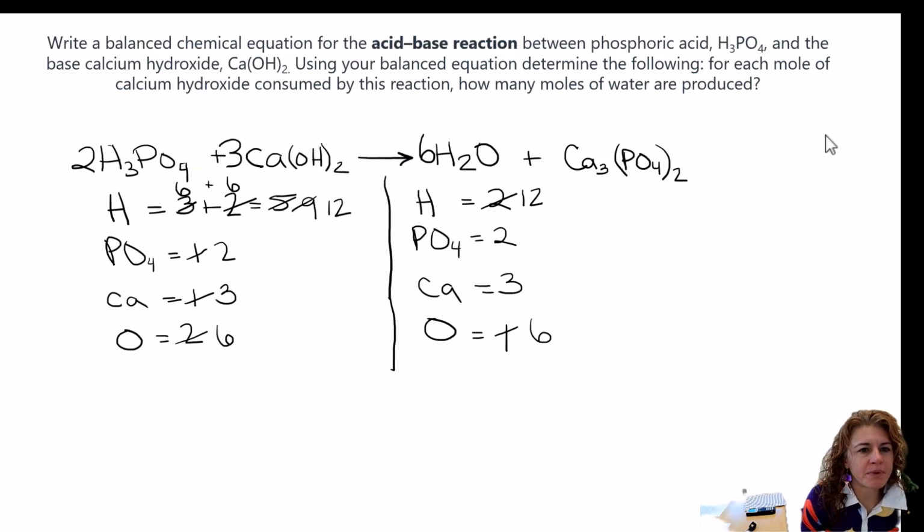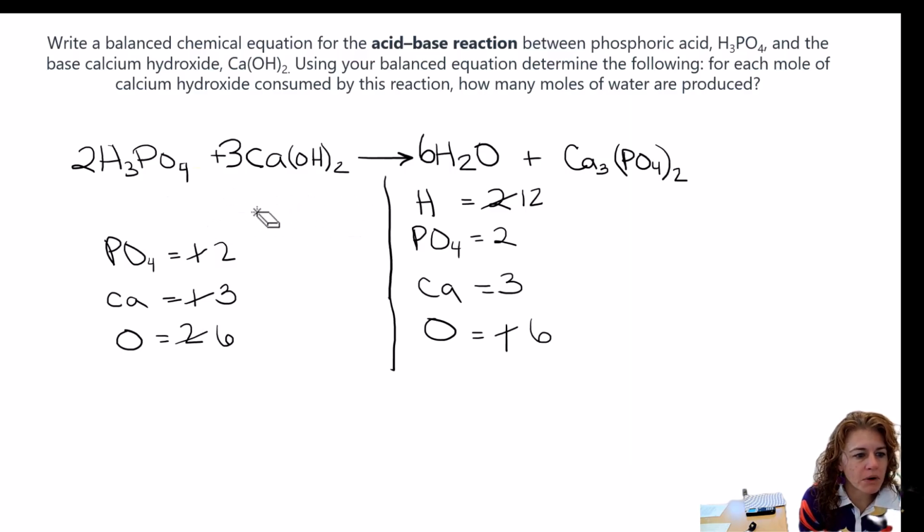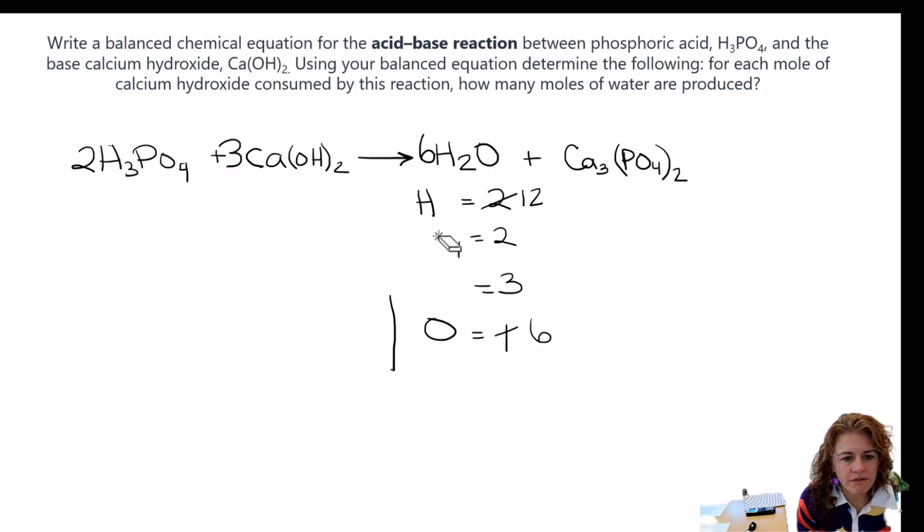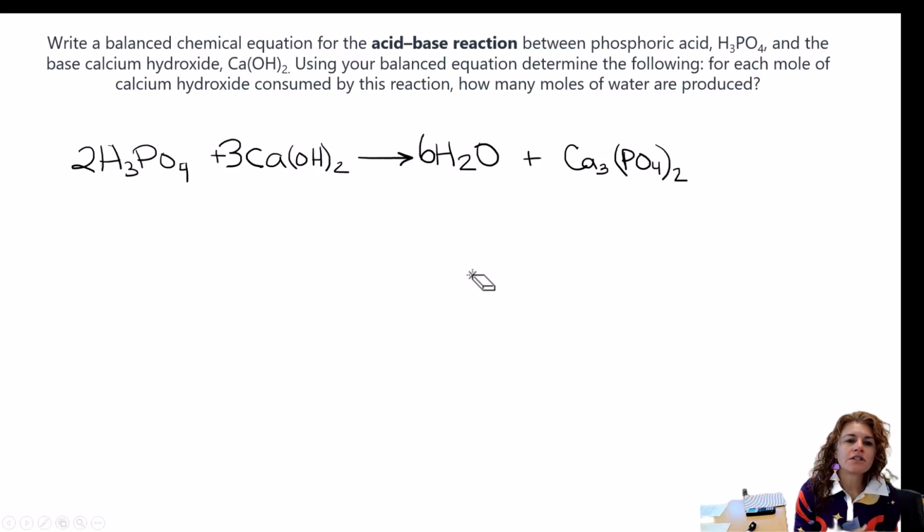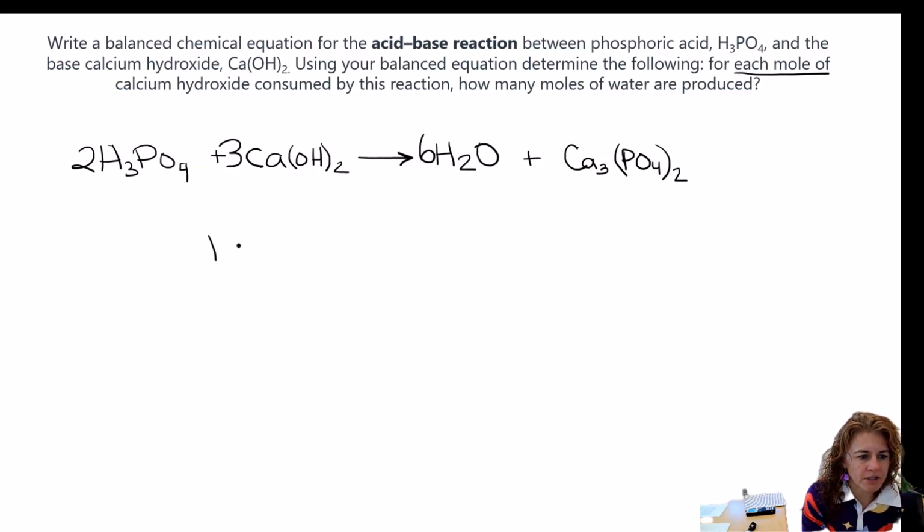Now that our equation is balanced, now we need to answer this second question. For each mole of calcium hydroxide, how many moles of water are produced? So we're going to do a unit conversion. We're going to go from moles of one substance, change the unit to moles of another substance. So I'm going to write down 1 mole of calcium hydroxide. So that's going to start my train track. Let me do 1 mole here.